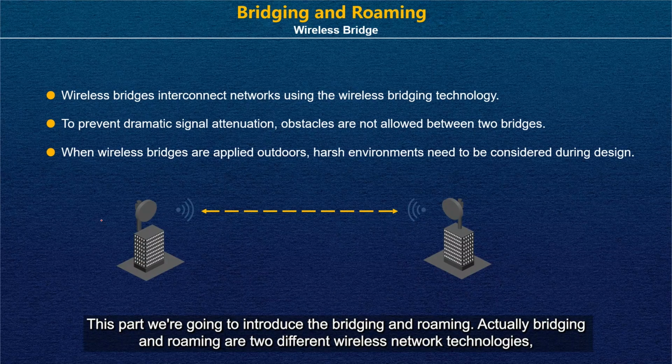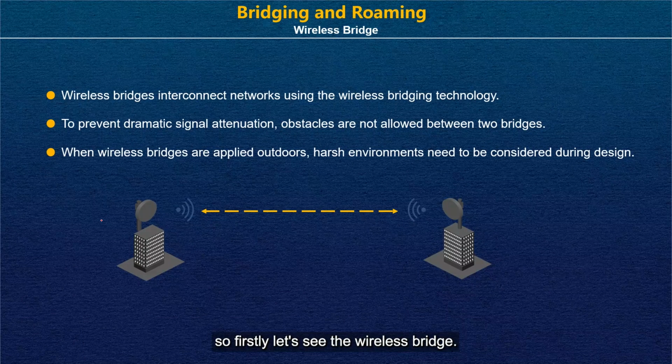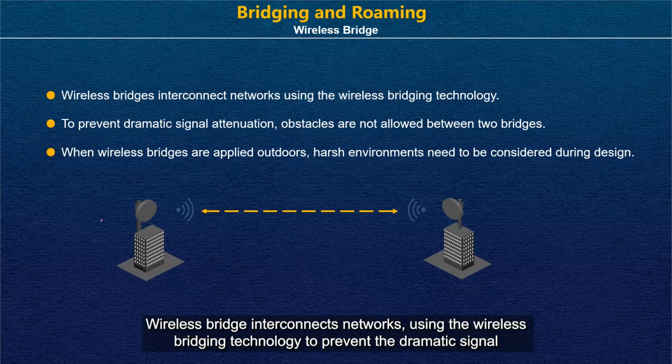Okay, at this part, we're going to introduce bridging and roaming. Actually, bridging and roaming are two different wireless network technologies. So firstly, let's see the wireless bridge. Wireless bridges interconnect networks using wireless bridging technology.